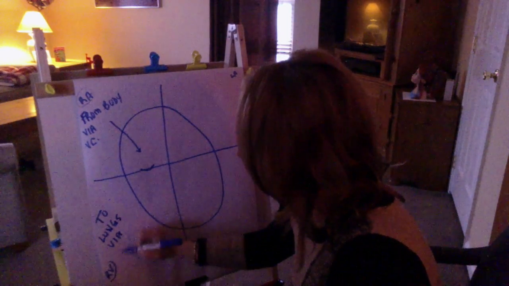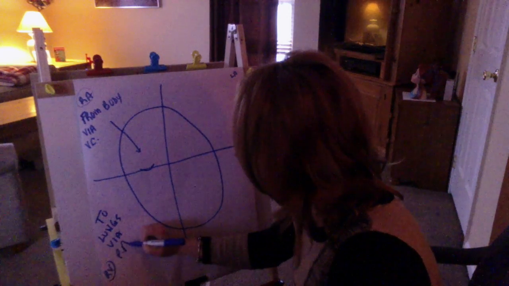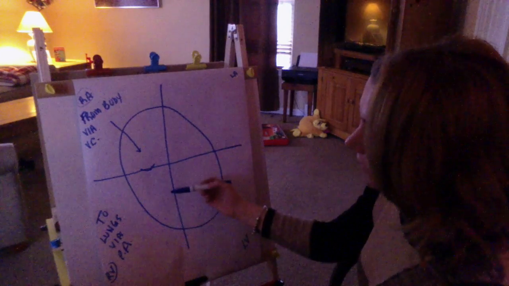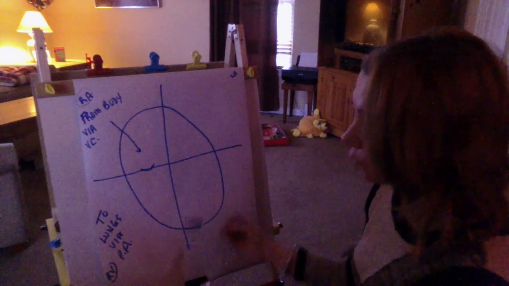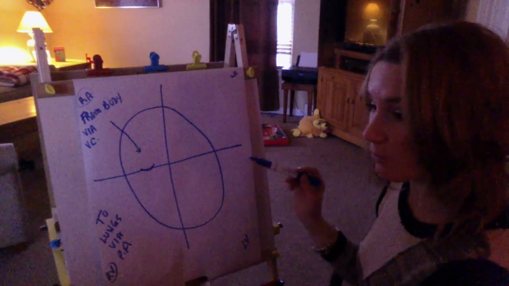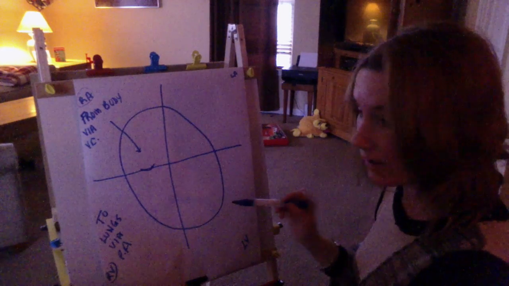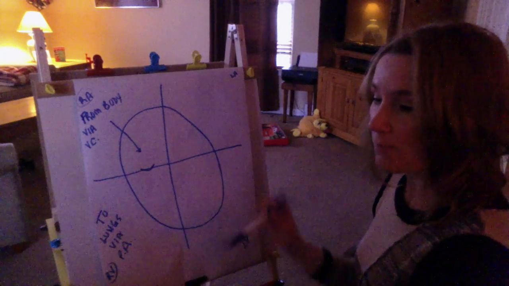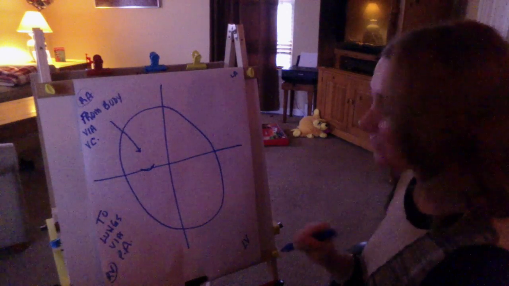And how's it going to get there? It's going to get there by means of the pulmonary artery. So blood from the right ventricle will travel to the lungs. It will have to bypass the pulmonic valve on its way out, get into the pulmonary artery, and then participate in gas exchange in the lungs.